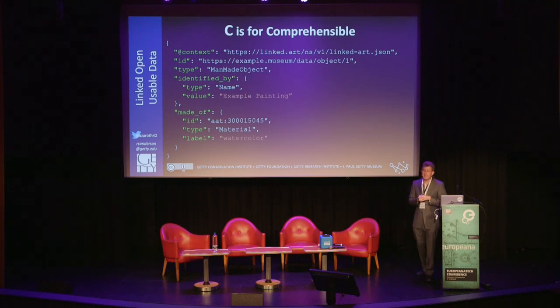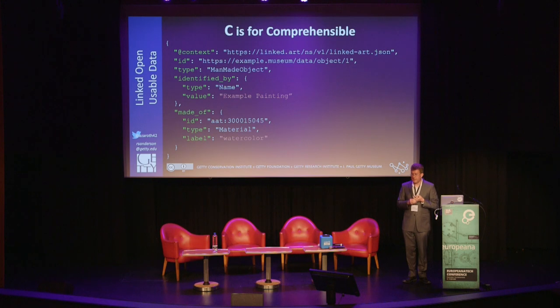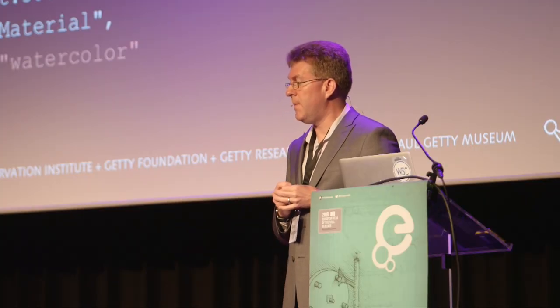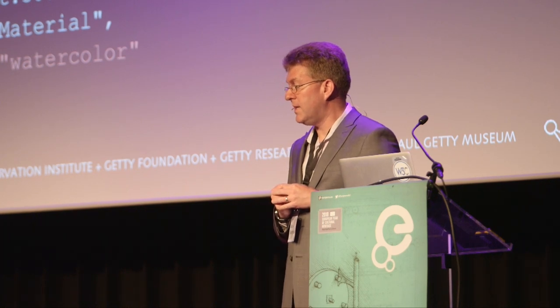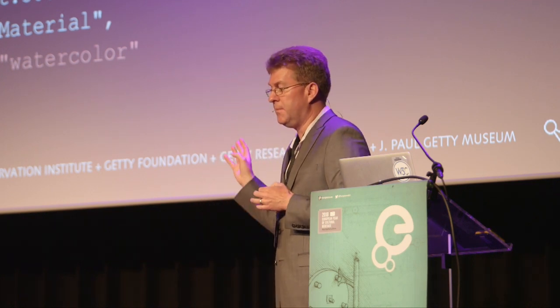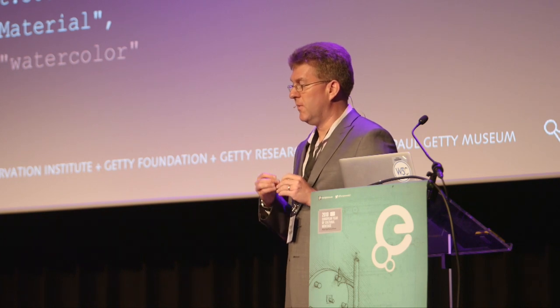C is for comprehensible. And you'll forgive me the more technical slide. But I think it makes the point. And we can all look at that and say, okay, it's got a URI and a field called ID. Okay, that's probably the identifier. It's got a type, which is man-made object, right? That's a class. It's identified by a name, which has a value of example painting. Okay, so that's probably its title, its name. And it's made of something with some numbers, but it's an identifier. That's okay. It's got a label of watercolor, and it's a material. Okay, so it's probably a watercolor painting.